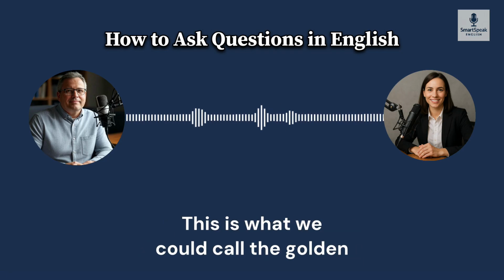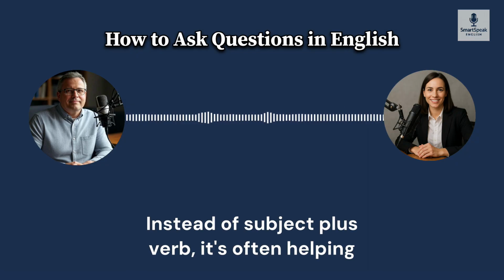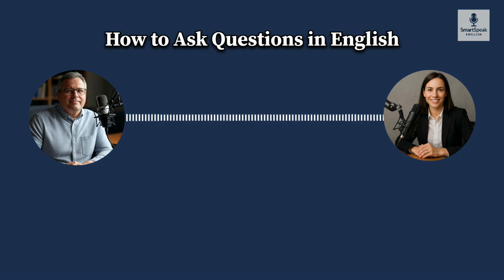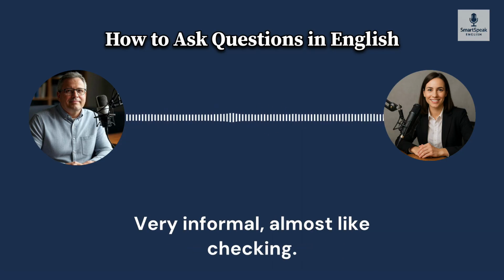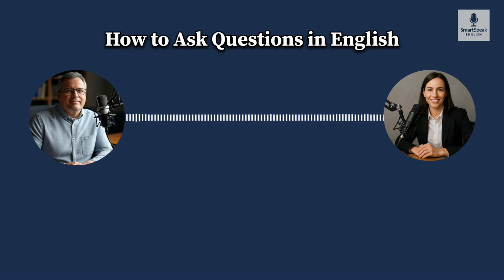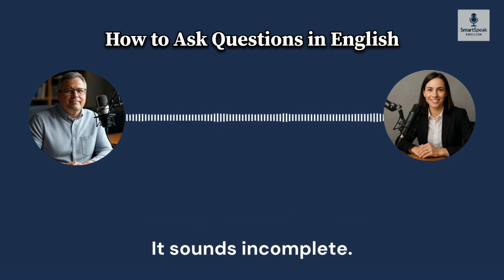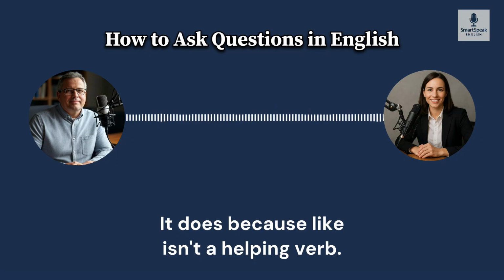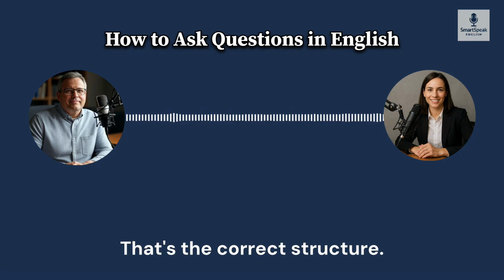It really is. This is what we could call the golden rule. Word order. English questions generally flip the typical statement order. Right. Instead of subject plus verb, it's often helping verb plus subject plus main verb. That inversion. That inversion is critical. You can sometimes hear people say things like, you are coming, with a rising tone. Yeah, very informal, almost like checking. Exactly. But the standard clear way is, are you coming? Yeah. Put that helping verb, are, first. Same with something like, you like pizza. It sounds incomplete. It does, because like isn't a helping verb. You need to add do. Do you like pizza? That's the correct structure.